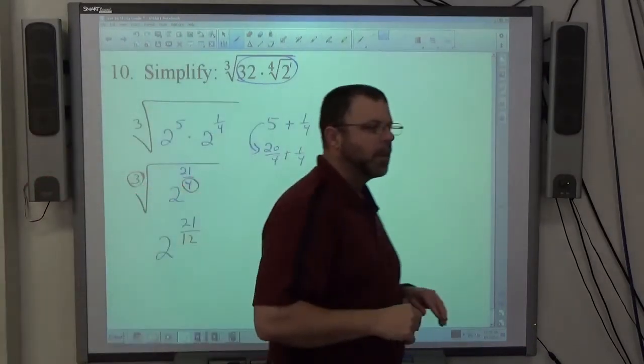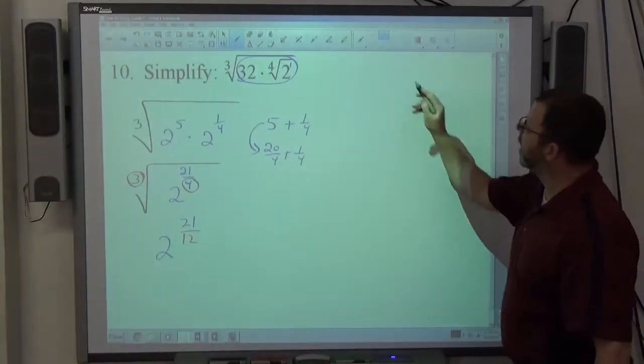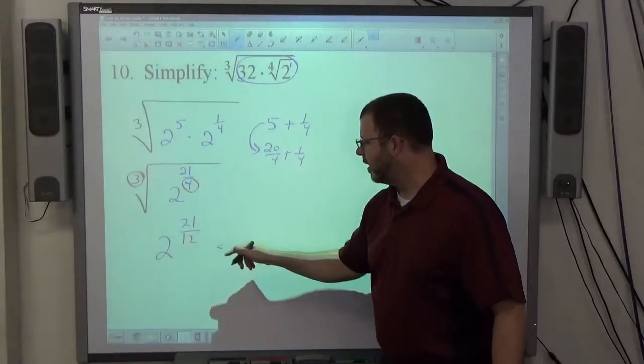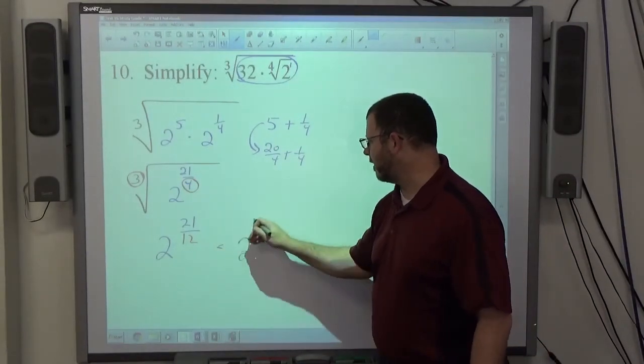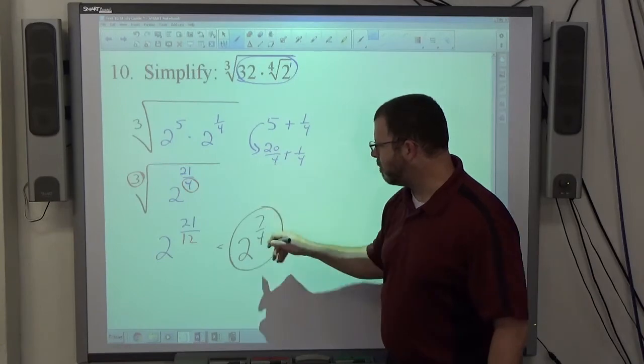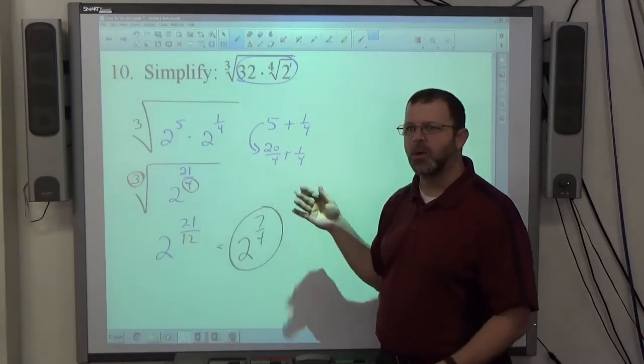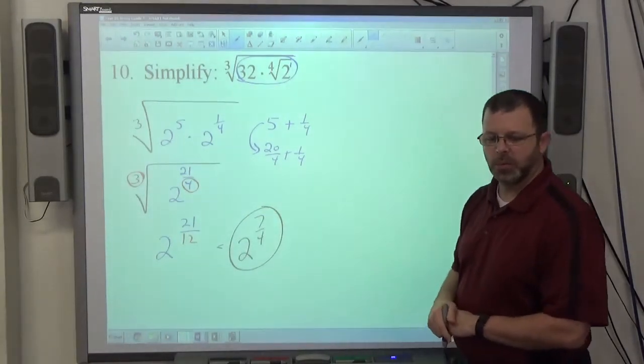That's correct. The one last thing I notice on this one that hopefully you guys would notice also is that 21/12 reduces by 3 down to 7/4. That'd be the best answer. I'd give you full credit for that. It's not wrong, but do look to reduce fractions when possible.